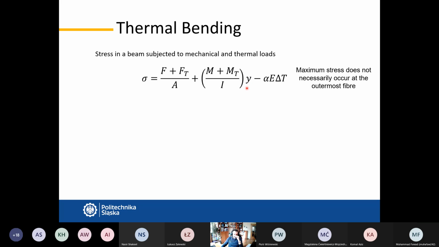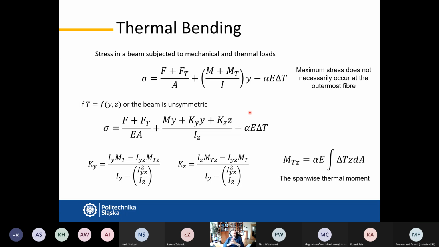Here it is not necessarily true, depending on the direction of the mechanical moment and the direction of the thermal moment. So depending on the temperature distribution within the material, it may be different depending on the stress distribution. They can add together or they can subtract, depending on the actual conditions.